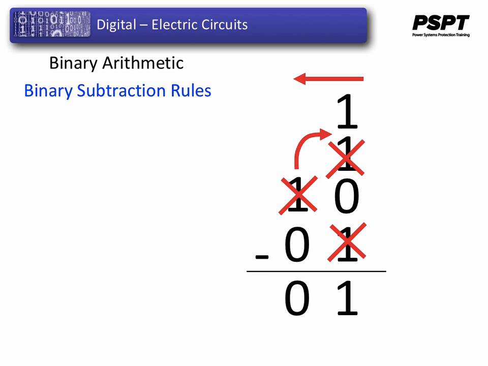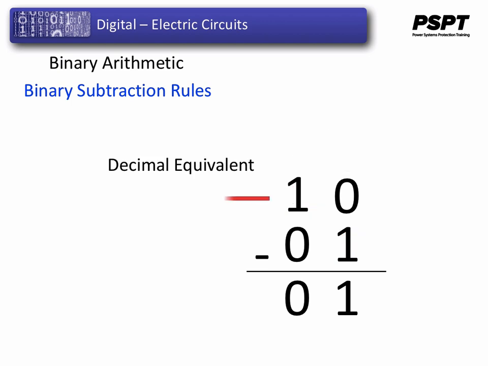Let's check this out with a decimal equivalent. Converting the top number 10 to a decimal number gives us the number 2. And converting the bottom number 01, which we're subtracting, gives us the number 1, which checks out because 2 minus 1 is 1, and that's what we are left with in the binary operation.